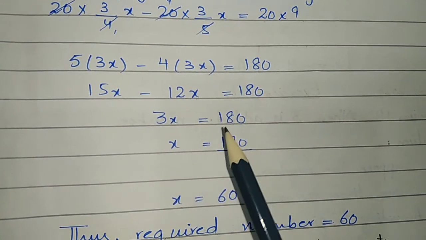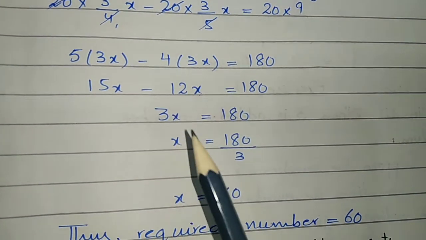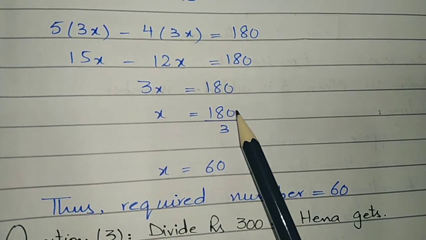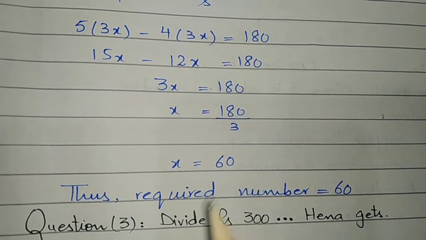equals 180. Now 3 is multiplying with x, so it will be divided on the right hand side. So after the cancellation on the table, 3 1s are 3, 3 6s are 18 and 0, we get the required number, that is 60.